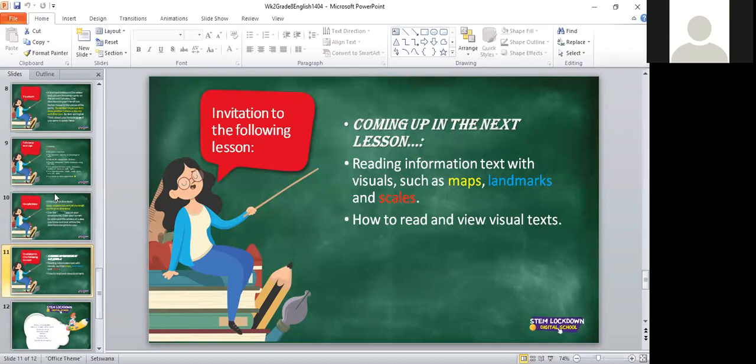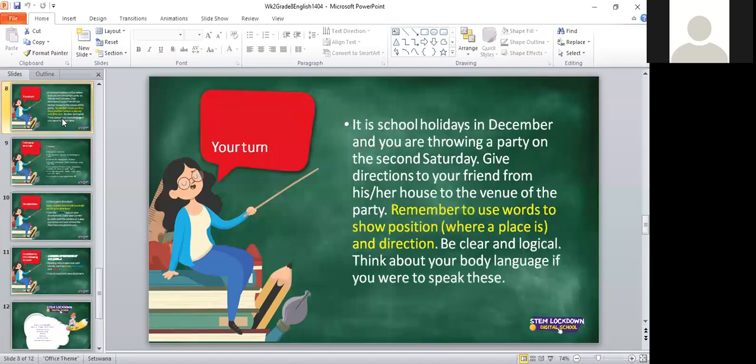We ran out of time today. There was an activity which I wanted to give you, but here it is. So imagine that now it is the school holidays in December and you're throwing a party on the second Saturday. We still have some time left. We've got 6 minutes left.